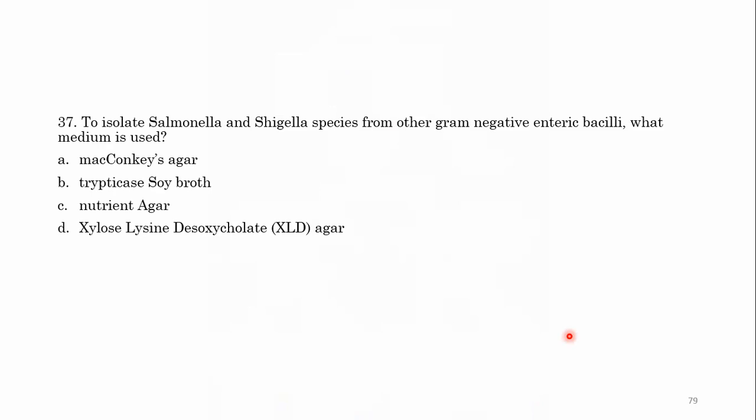Okay, number 37. To isolate Salmonella and Shigella species from other gram-negative enteric bacilli, what medium is used? A, MacConkey agar. B, Trypticase soy broth. C, Nutrient agar. Or D, Xylose lysine deoxycholate XLD agar. The correct answer is letter D, the xylose lysine deoxycholate agar.